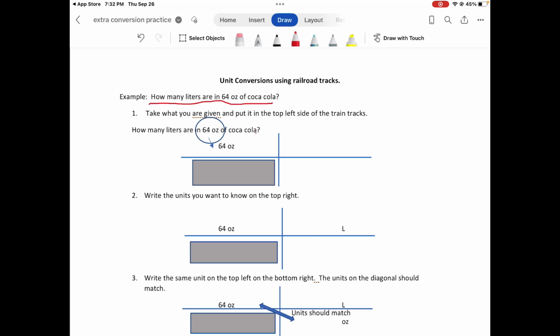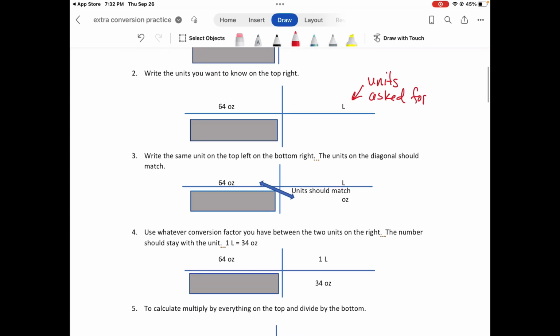All right. So on the top left, we always put what we are given. In this case, it is 64 ounces of Coca-Cola. We are asked for how many liters. So you put the units you are asked for on the top right. Now, the units should match catty corner. So you want the ounces here and the ounces there to match.